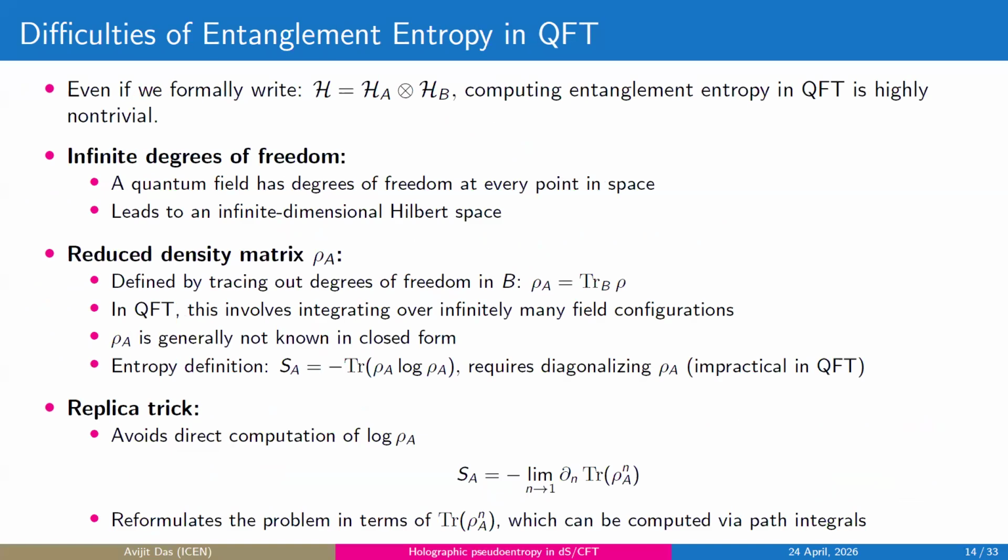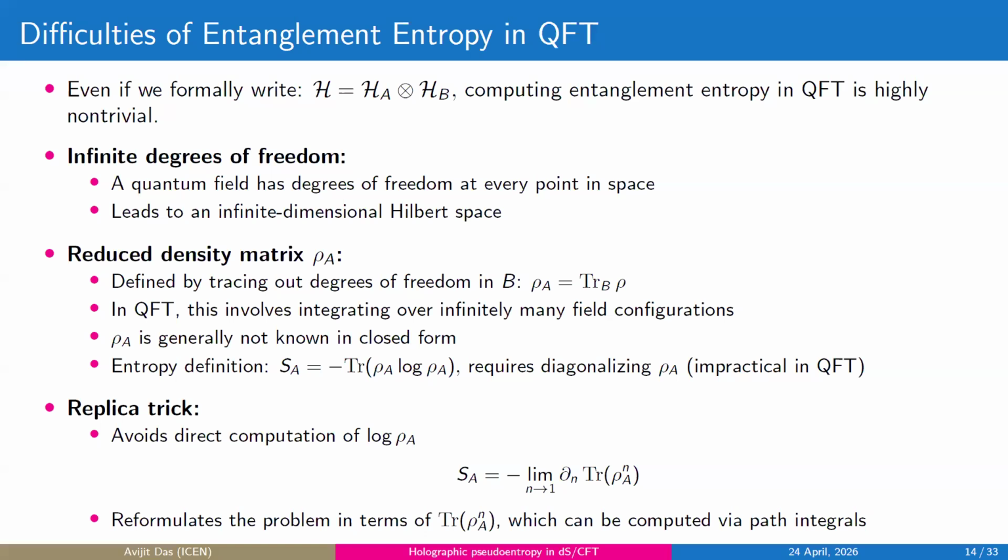But then the question is, if you can separate the Hilbert space, can you always define the density matrix or define the entanglement entropy? The answer is it's very difficult, because you know that in quantum field theory the degrees of freedom are infinite. So you have an infinite number of degrees of freedom, so the Hilbert space is infinite dimensional. If your Hilbert space is infinite dimensional, then you cannot simply diagonalize it, right? Like the density matrix. So it's very difficult to diagonalize the density matrix in the continuous limit.